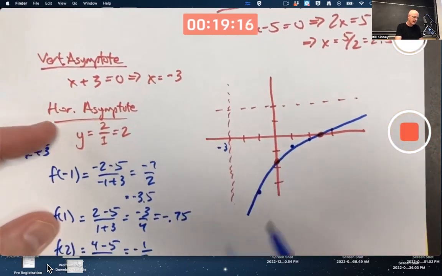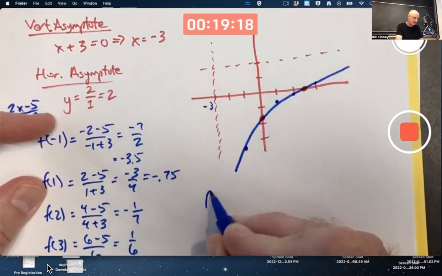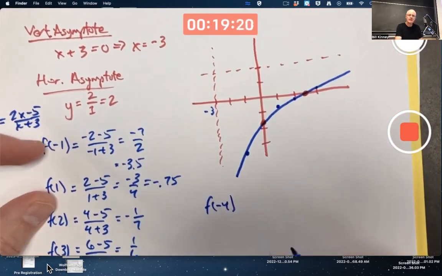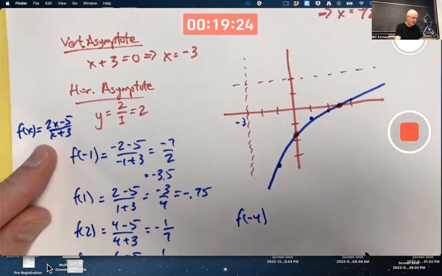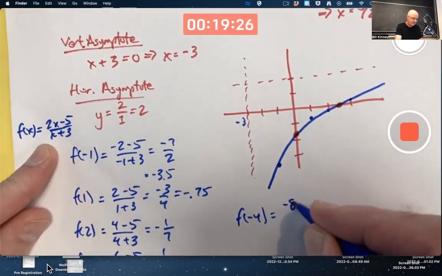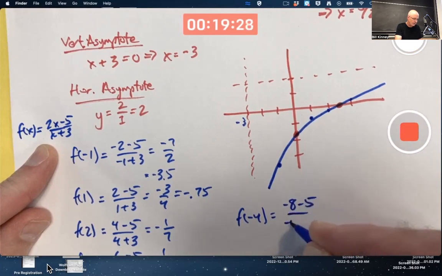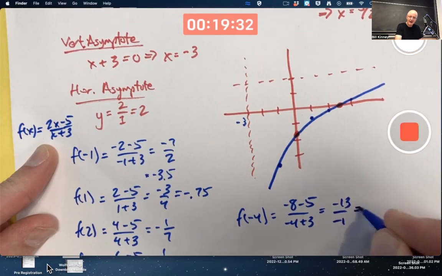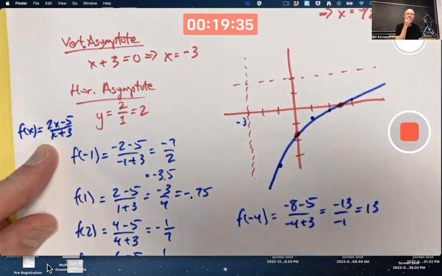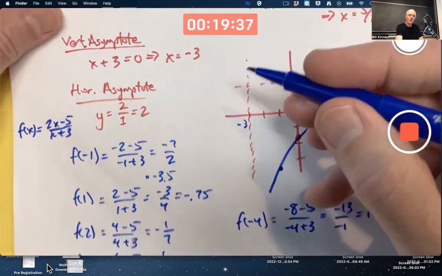What about it back over here, f of -4, for example? Is it going to be up high like I'm guessing? Let's try it. Plug in -4 here, get -8 minus 5 over -4 plus 3. -13 over -1 is +13, off the scale. It's way up here.